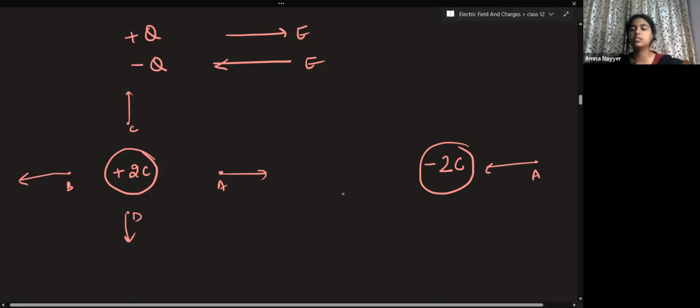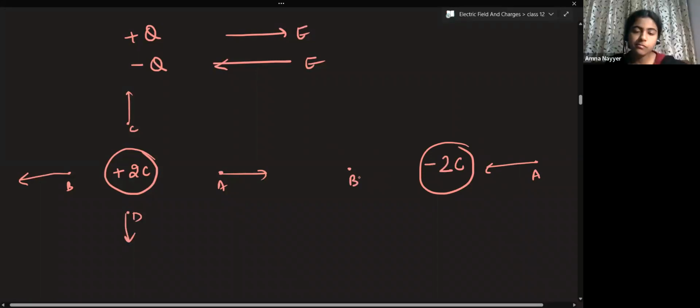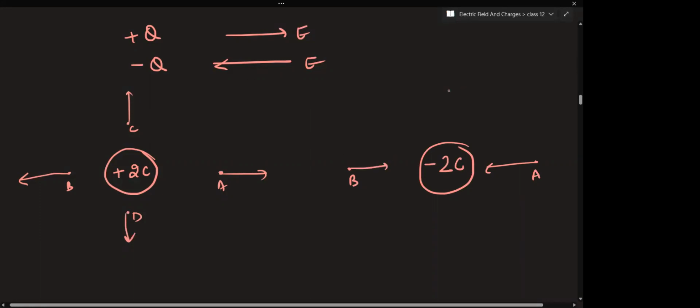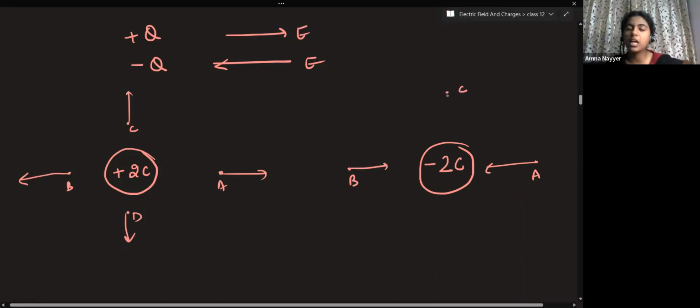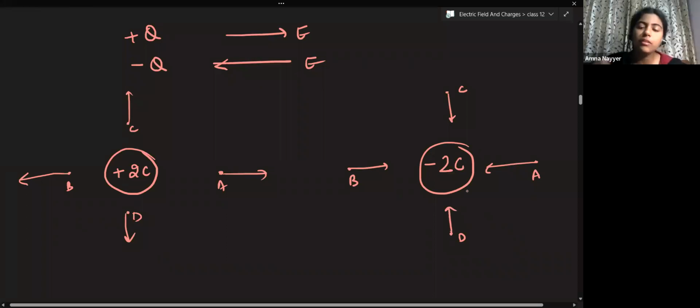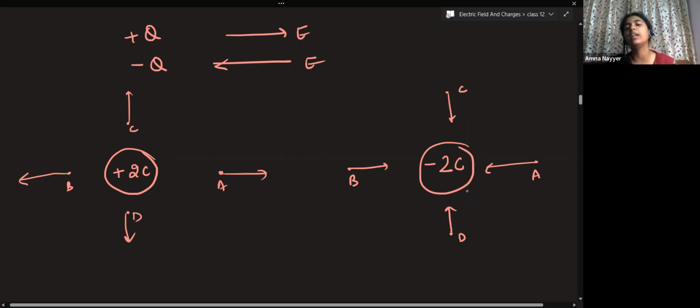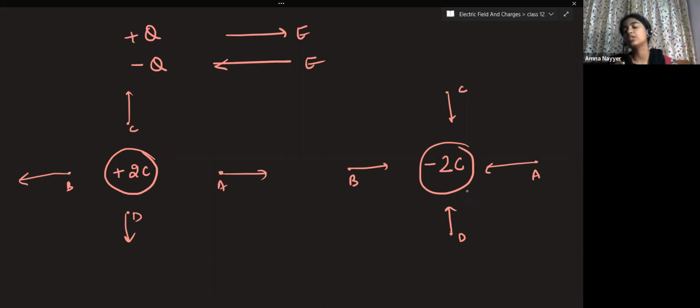Now it is towards the charge. So for B, will it be right or left? Right, it will be on the right hand side. For point C, now it won't be away from the charge, it will be downwards. And in reverse, for D, it will be towards the charge. So whatever charge you have, you just have to take the direction according to the sign of the source charge. If the source charge is positive, you take the direction of electric field away from the charge. If you have a negative source charge, then you take the direction of electric field towards the charge.